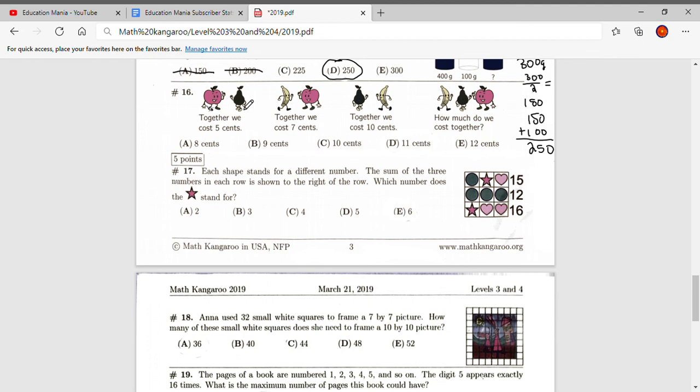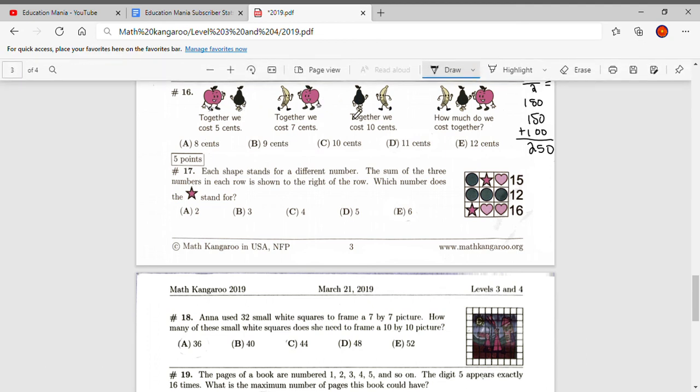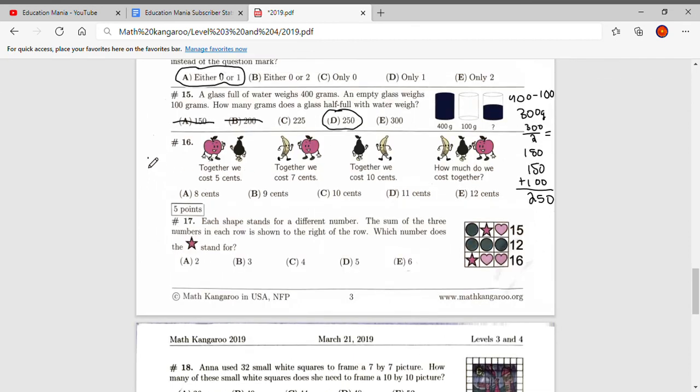So this problem is actually very simple. Notice how there's 2 apples, 2 pears, and 2 bananas. So when we add all these values together, 5 plus 7 plus 10, we get 22. And here it's 1 of each, but when we add these together, it's 2 of each. So if we want to get 1 of each, we do 22 divided by 2, which is equal to 11 cents. So the answer for number 16 is D.